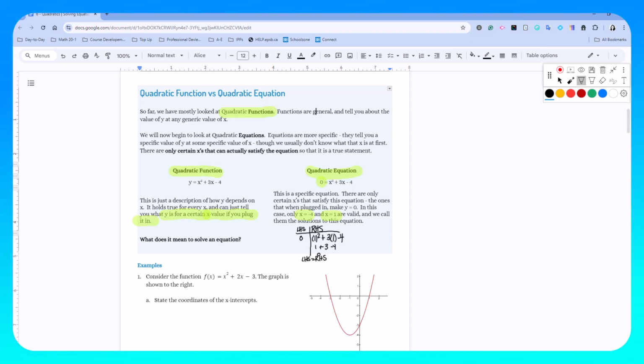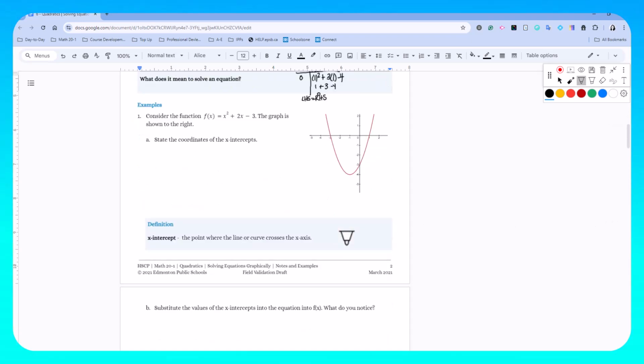So what does it mean to solve an equation? Well, let's go through this example here, and hopefully things will become a little clearer.